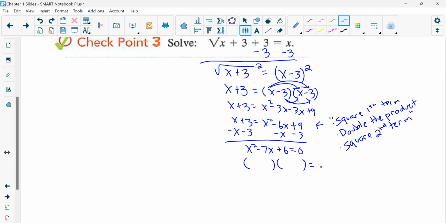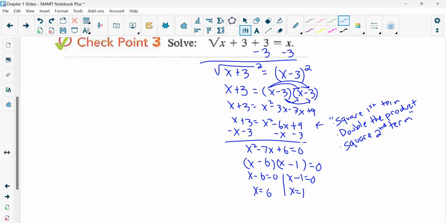What multiplies to 6 and adds to negative 7? Logan, what do you think? All right, negative 6, negative 1. And then when we set those factors equal to 0, we get x equals positive 6, x equals positive 1.